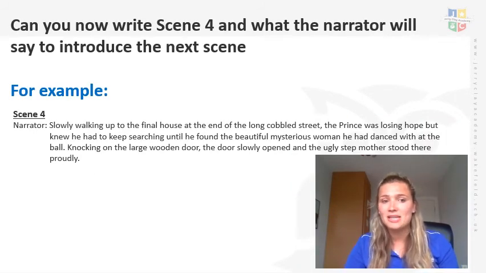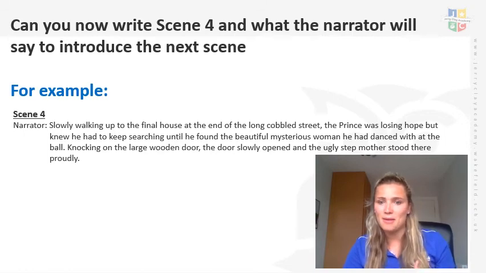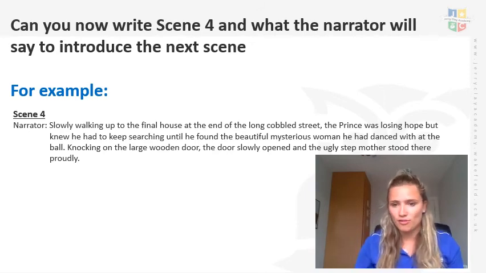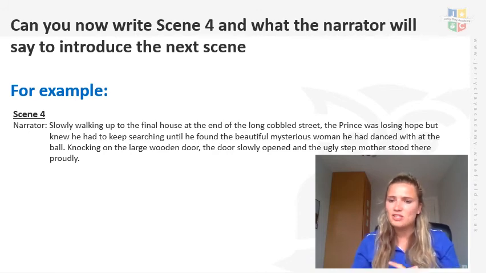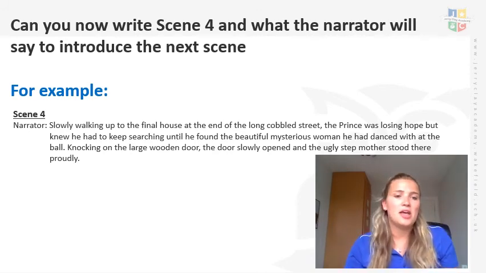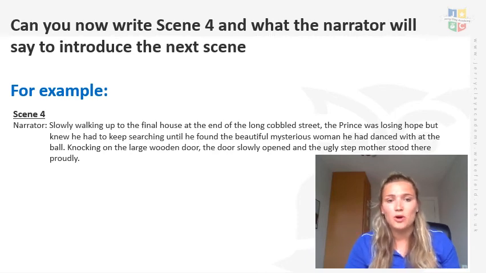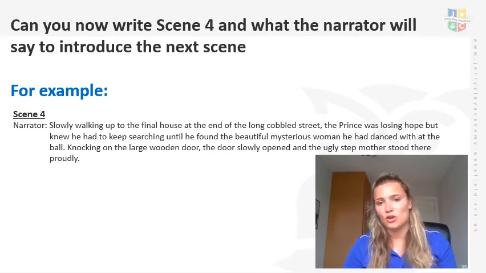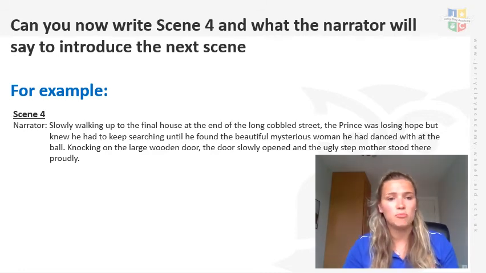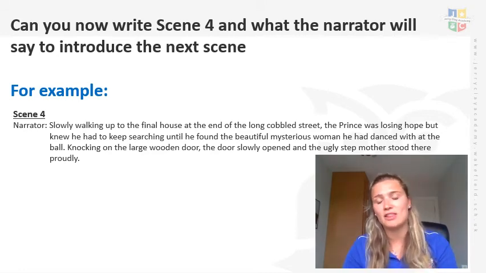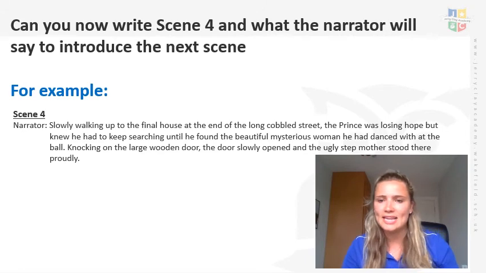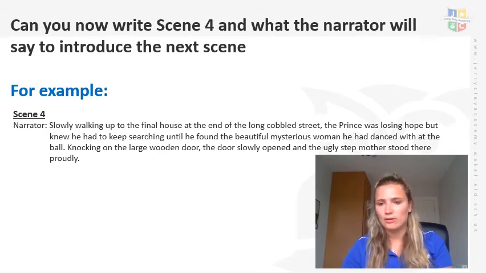So for mine, I'm going to show you my example of what my fourth scene might be. Now again, we start with scene 4 and we can start with the narrator talking. Now please ensure that all your scenes follow on from each other, that there's not a gap where the story doesn't make sense. So my narrator will say, slowly walking up to the final house at the end of the long cobbled street, the prince was losing hope, but knew he had to keep searching until he found the beautiful, mysterious woman he had danced with at the ball. Knocking on the large wooden door, the door slowly opened and the ugly stepmother stood there proudly.